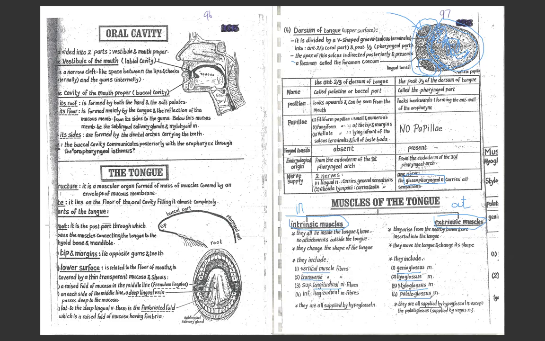The muscles, bro, muscles. Before, we were talking about sensation and taste. Sensation for the posterior one third is glossopharyngeal. Sensation for the anterior two third is lingual. Taste for the anterior is chorda tympani. Muscle movements are hypoglossal nerve, except for palatoglossus, which is vagus nerve.